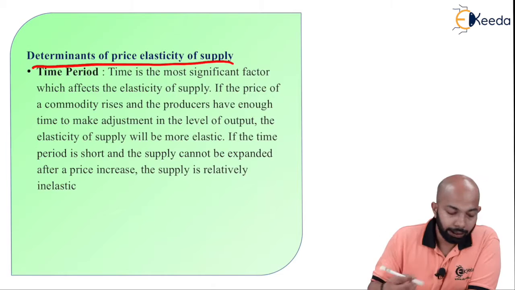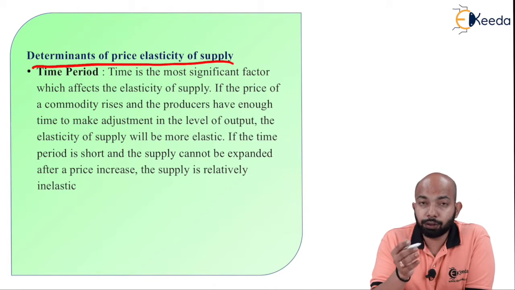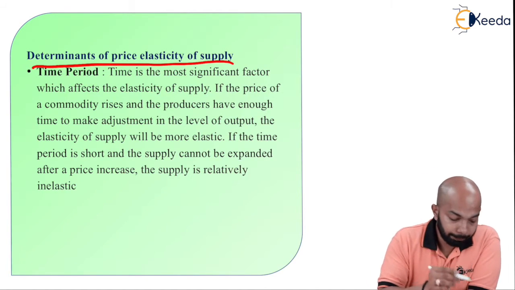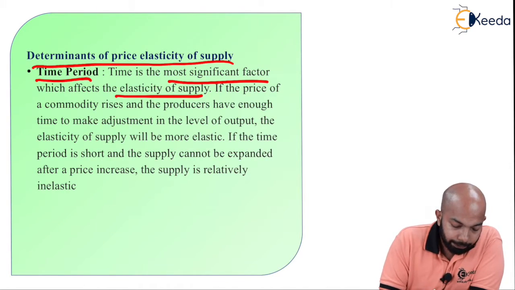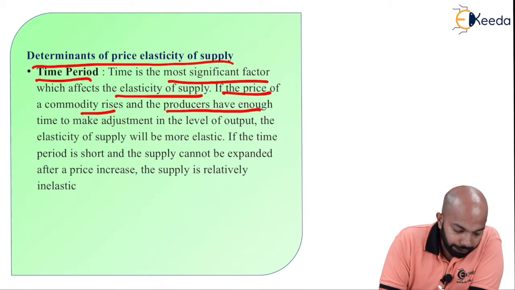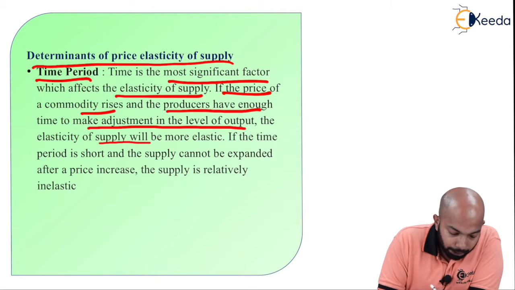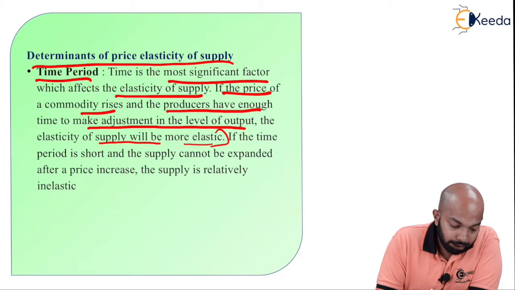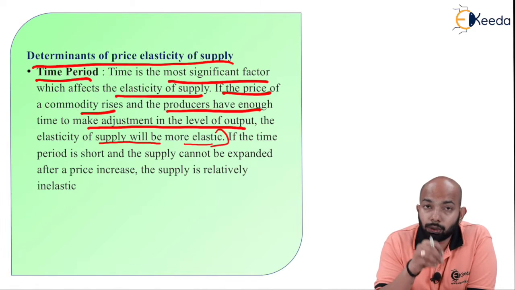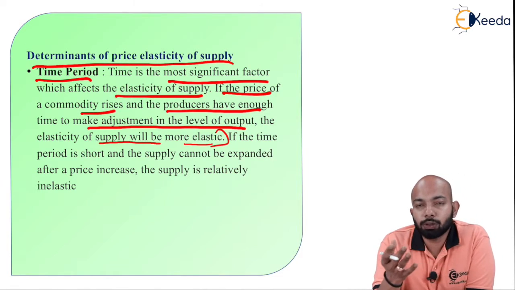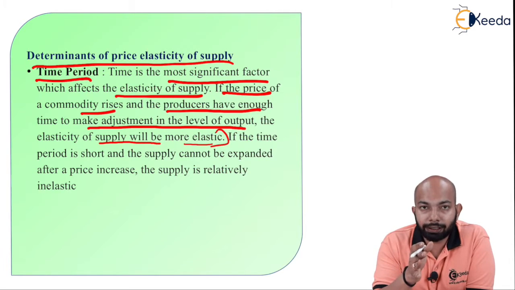Let us understand that. The first factor is the time period. Time is the most significant factor which affects the elasticity of supply. If the price of a commodity rises and the producers have enough time to make adjustments in the level of output, the supply will be more elastic. That means if the price of any commodity increases and the producers have enough time to adjust those changes into the level of output, then it will be absolutely fine. The elasticity won't be affected here.